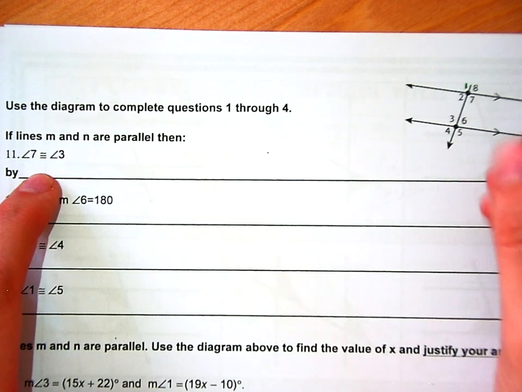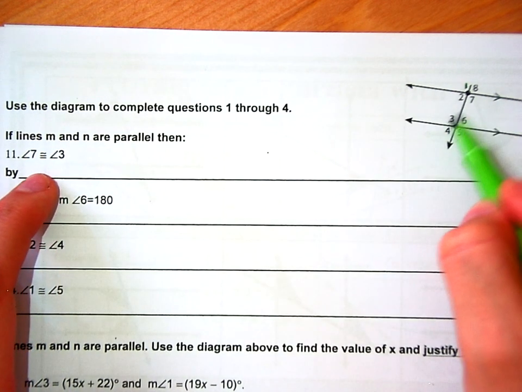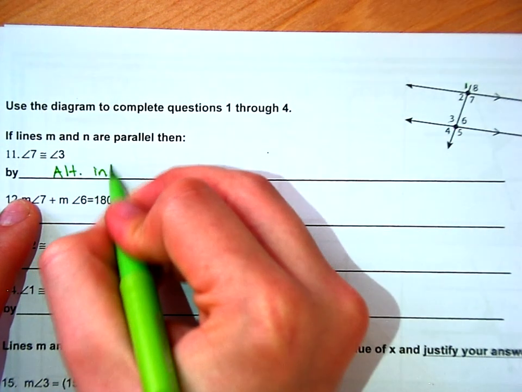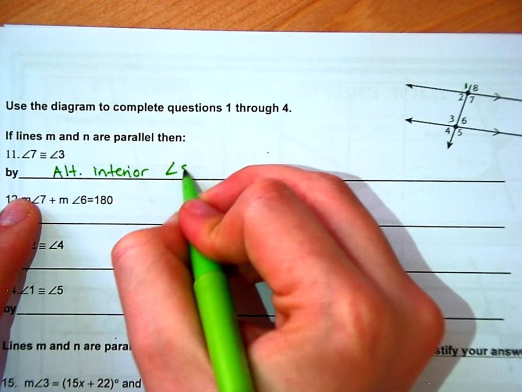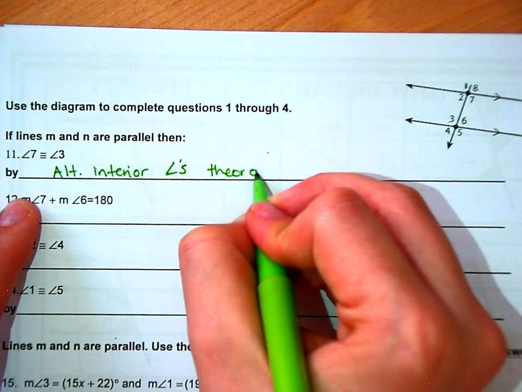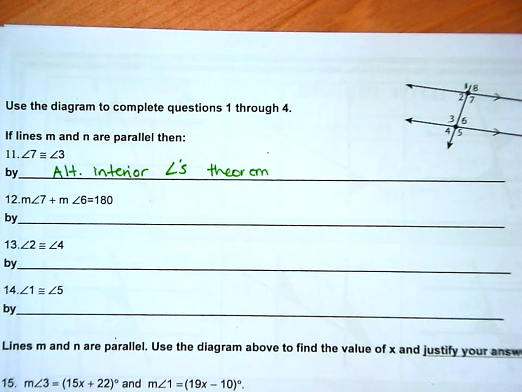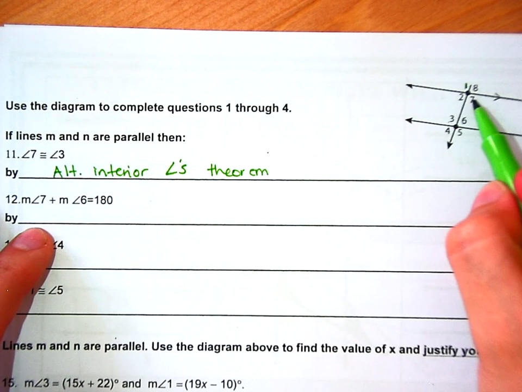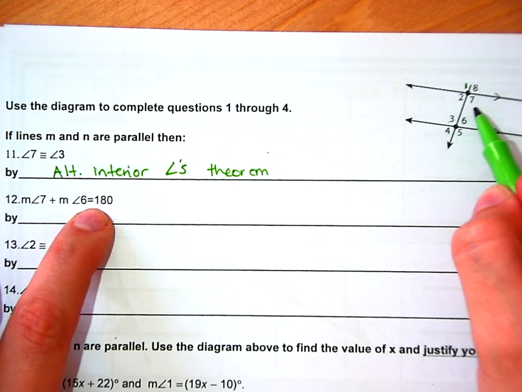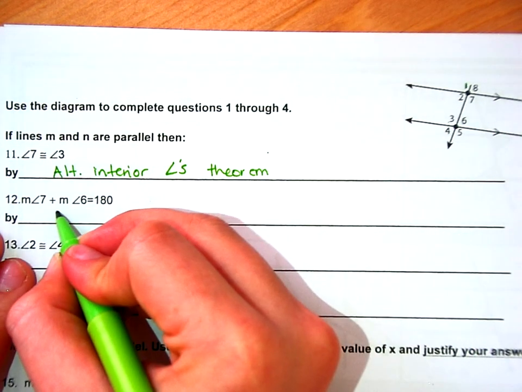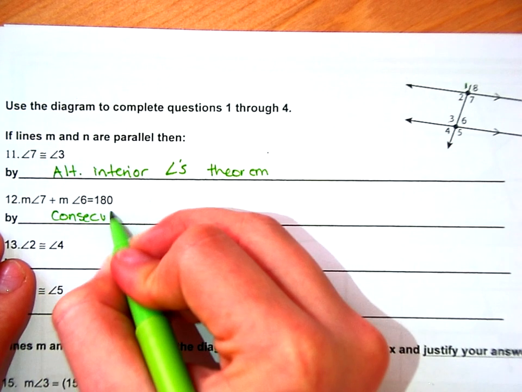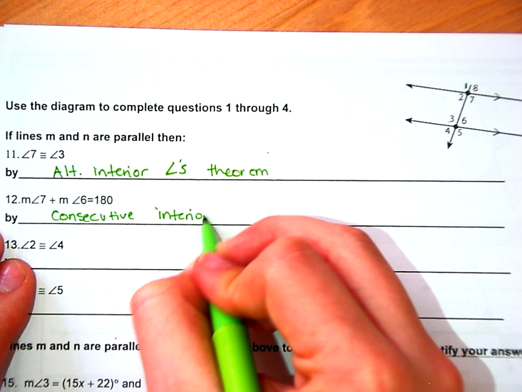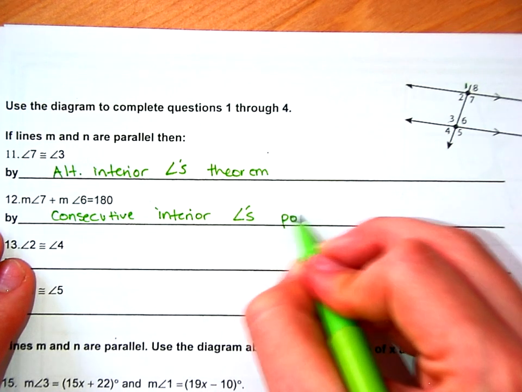So the first one is saying that 7 and 3 are congruent. Well, we know that by the alternate interior angles theorem. So just going through and seeing if we can remember all of our theorems and postulates. Next one, 7 and 6. Okay, it says they add up to 180. We know that using our consecutive, or same side, interior angles postulate.